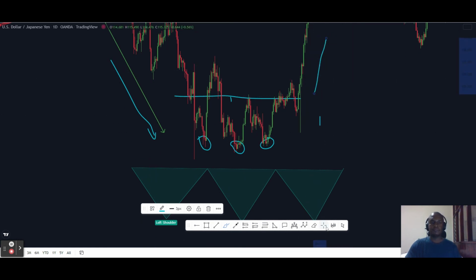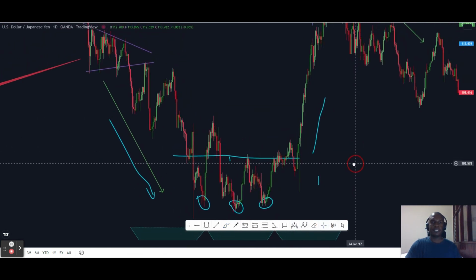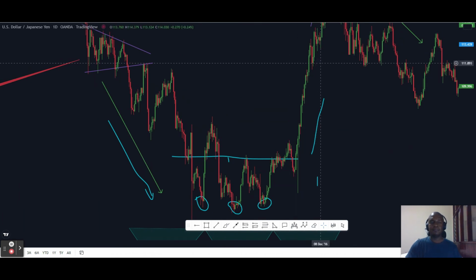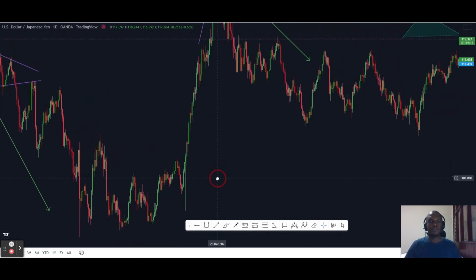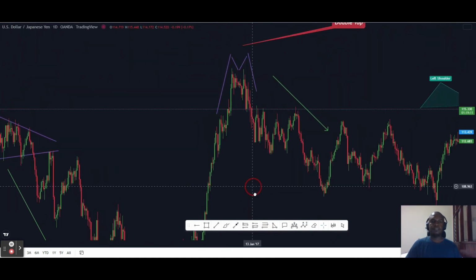So I hope you guys are getting very educated with this kind of patterns, guys. Look at the move, the explosive moves back to the top side, which reversed this downtrend. Now the bulls have taken over this thing. So let's continue and see what else we have.